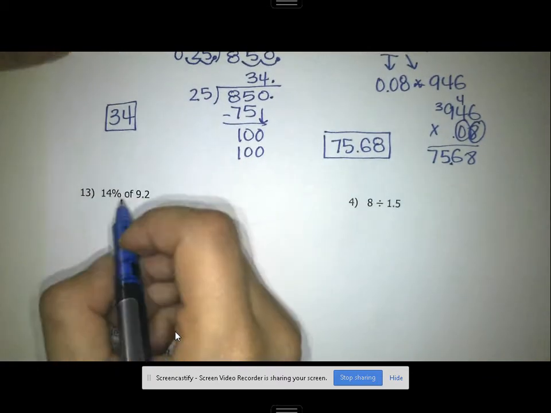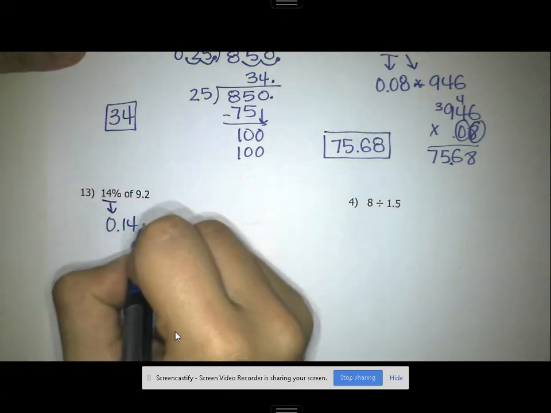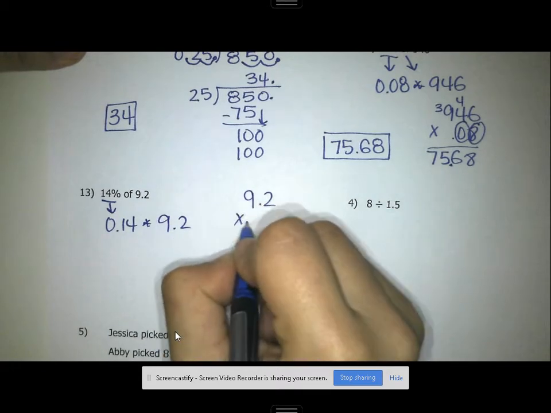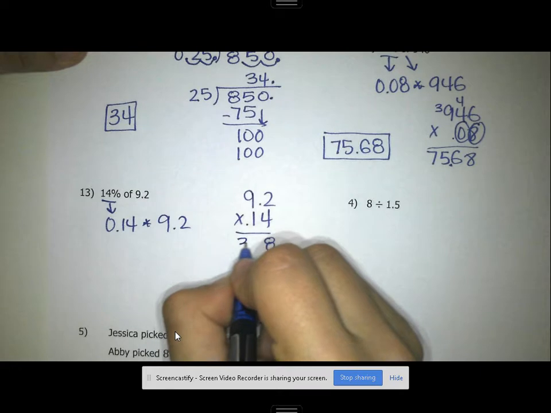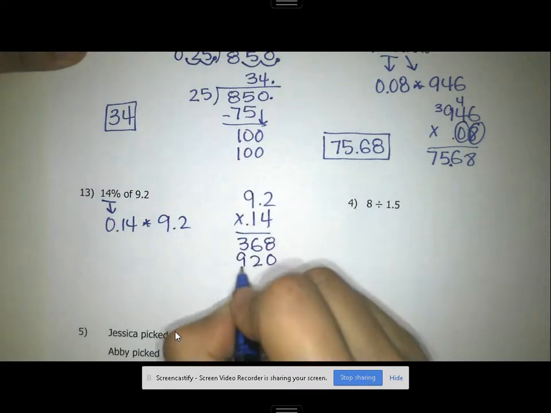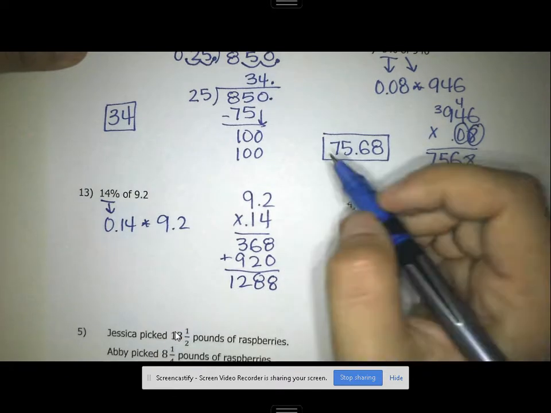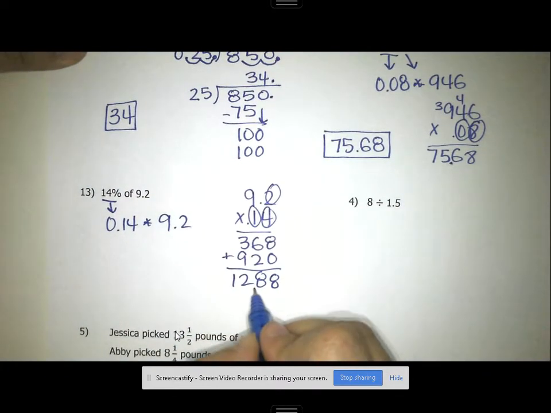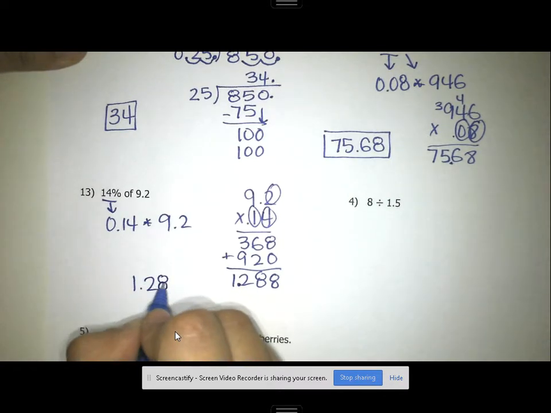Same thing goes when you're finding 14% of 9.2. You set it up. Now you don't need to line up your decimals when you multiply. In this case, there are 3 numbers behind the decimal. So you need to move your decimal 3 times in your product, and your answer is going to be 1.288.